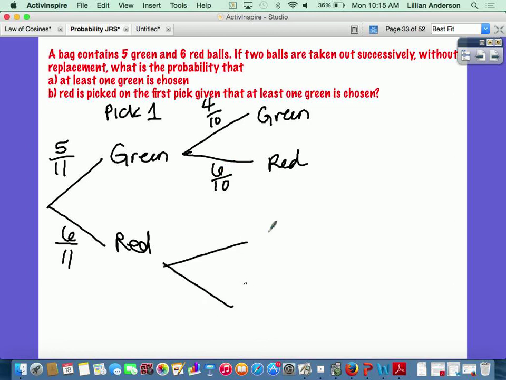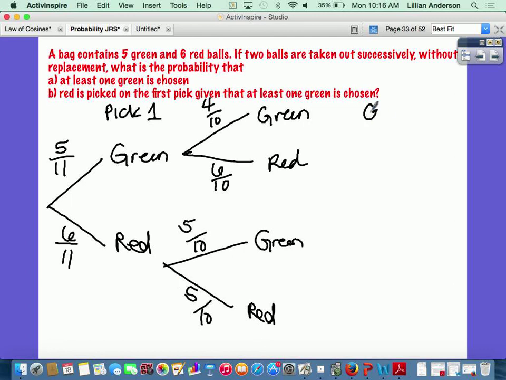Down here, I have the same outcome. I have green, and then I have red. And I still have 10 balls in there, don't I? Okay. If I reach in the first time, get a red ball, pull it out, reach in again, what's the probability that I get a green ball? 5 out of 10. And then what about reaching in and I get a red for the second time? 5 out of 10. Do my branches add up to be 1? Yes. 10 out of 10 or 11 out of 11.